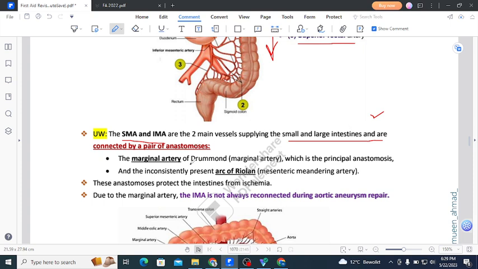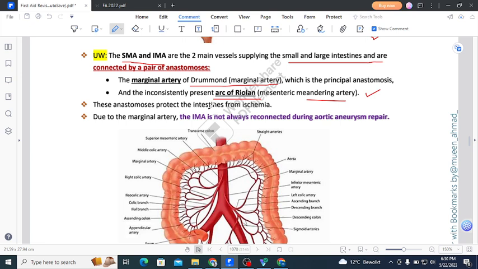The marginal artery of Drummond, which is the principal anastomosis, and the inconsistently present arc of Riolan, the mesenteric meandering artery. So these are the arteries which are going to give us the anastomosis between the superior mesenteric and the inferior mesenteric artery. The main one is the marginal artery of Drummond, and the second one is the arc of Riolan. These anastomoses protect the intestine from ischemia.